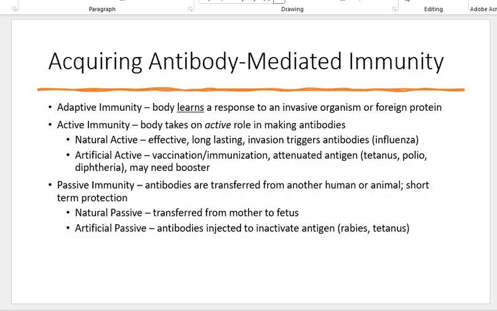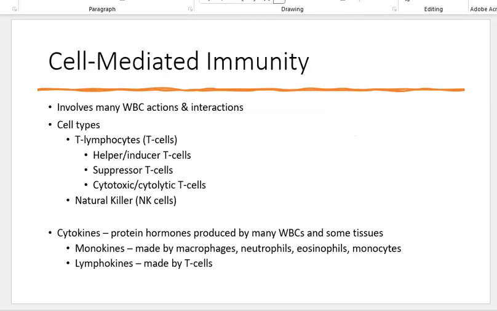And an example of the artificial passive is when you're bitten by an animal that might be rabid, you have to get the rabies vaccine. Or tetanus is another example of that as well. So next we're going to talk about cell-mediated.